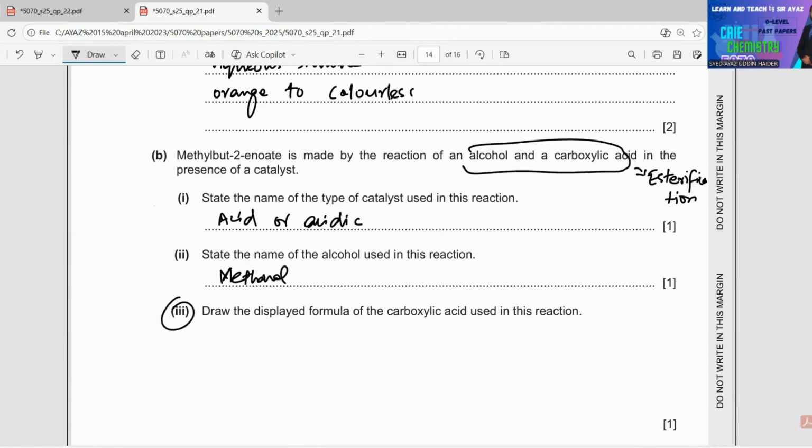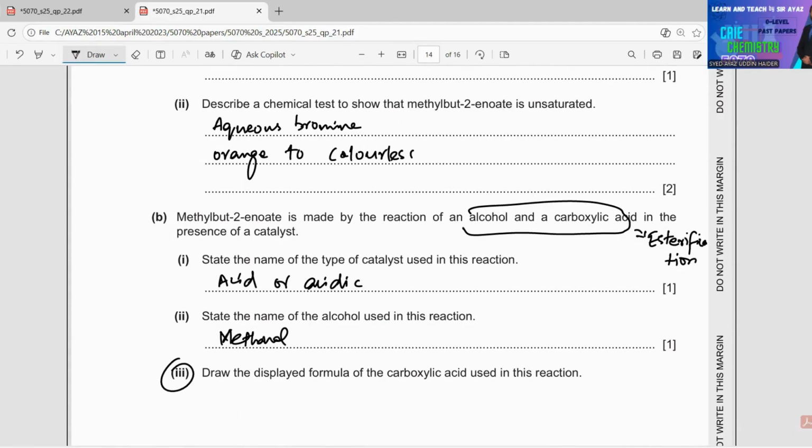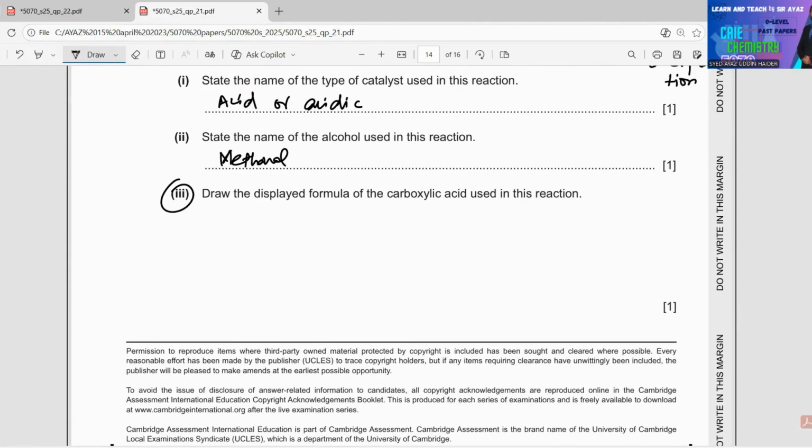Draw the displayed formula of the carboxylic acid used in this reaction. So if you see, there are 4 carbon atoms, 1, 2, 3, 4, and there will be one double bond between the middle carbon atoms. This is a double bond, and this end must be containing the carboxyl group. So I will write COOH. So this will be the final displayed formula for the carboxylic acid used in this reaction.